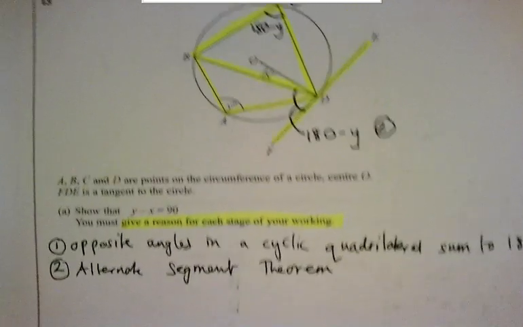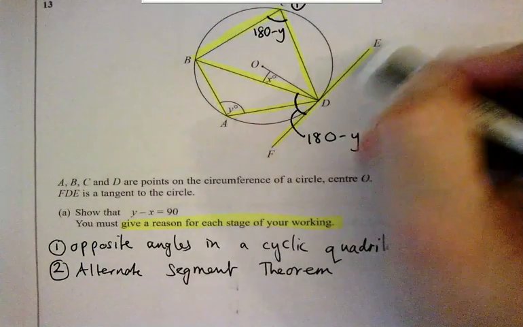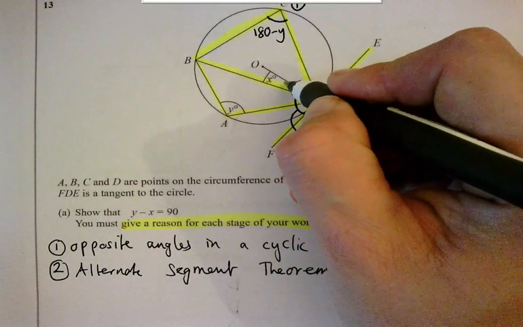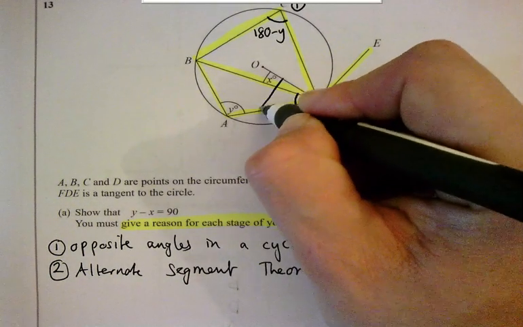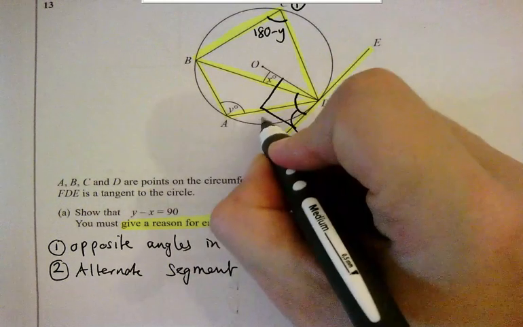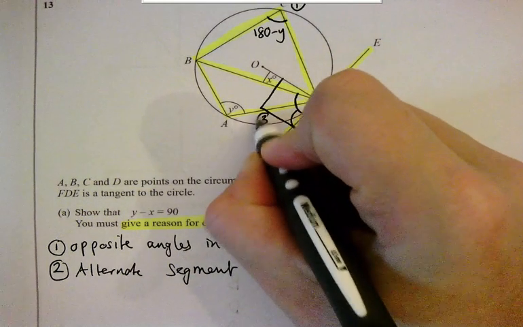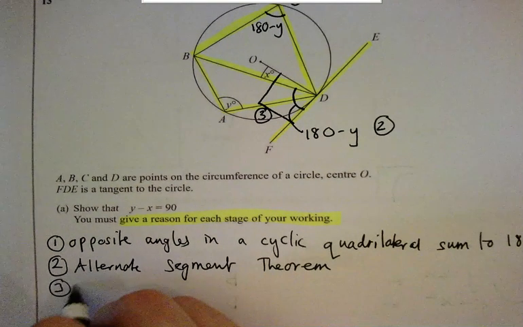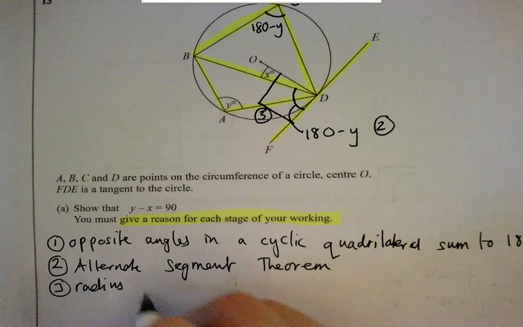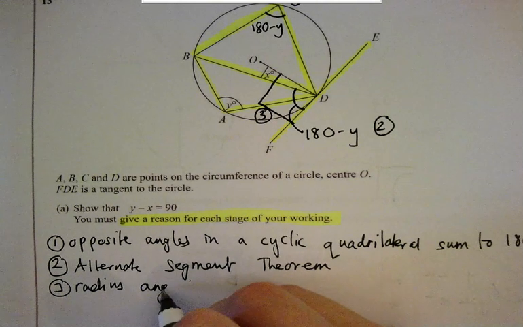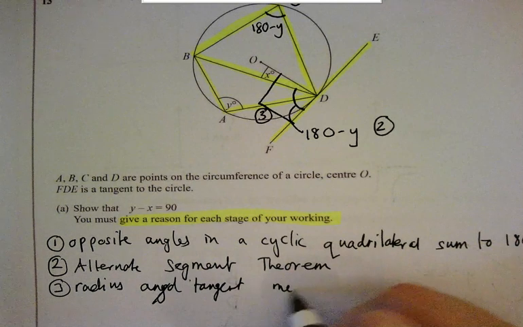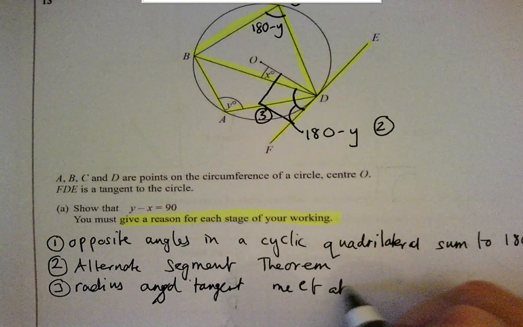What else can I see? I can also see a radius and a tangent meeting, which means that this whole angle must be 90 degrees. I'm going to get this in big. I'll put a little 3. The reason is that a radius and tangent meet at 90 degrees.